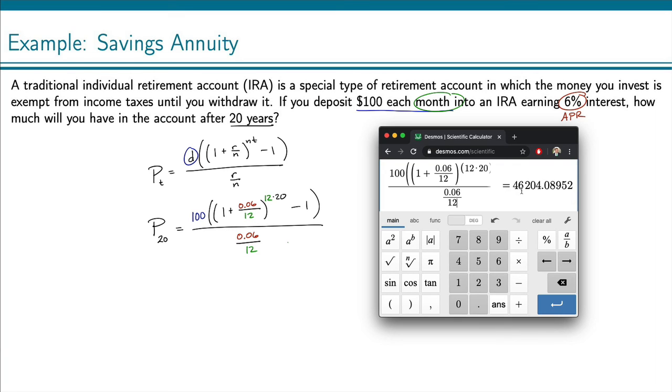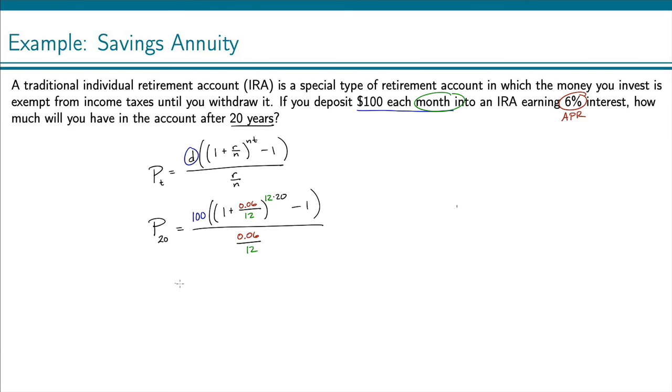And this value that we get, you're always going to want to round to 2 decimal places because we're talking about money, and so we have to round to the nearest cent. And so we're going to have our 46,204, and then rounding this to the nearest cent is going to be 9 cents. So this is $46,204.09.